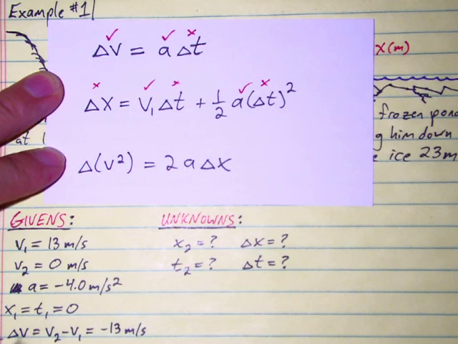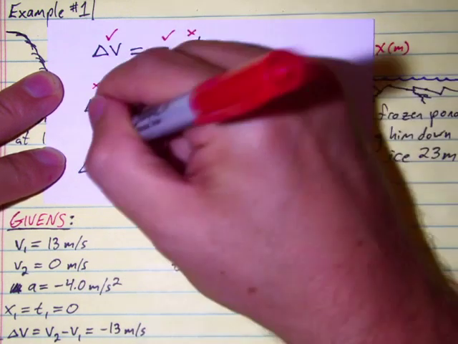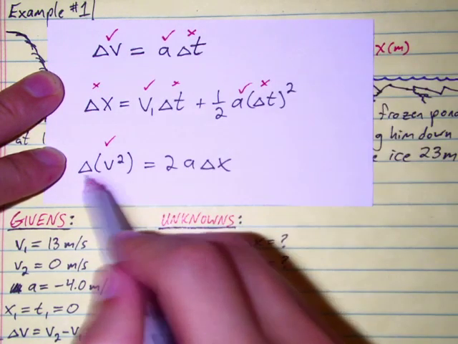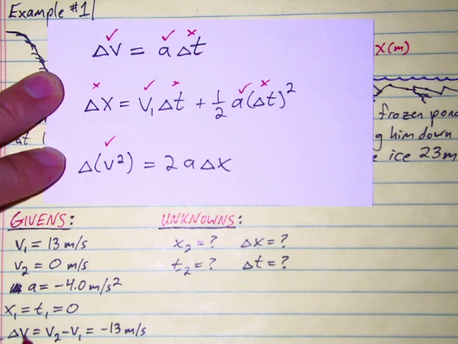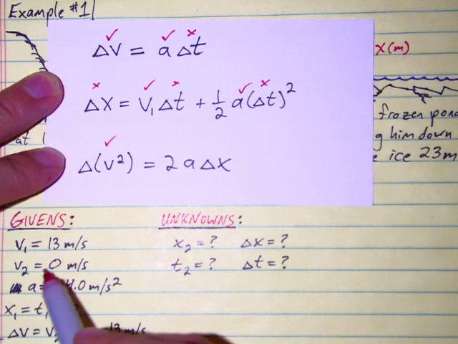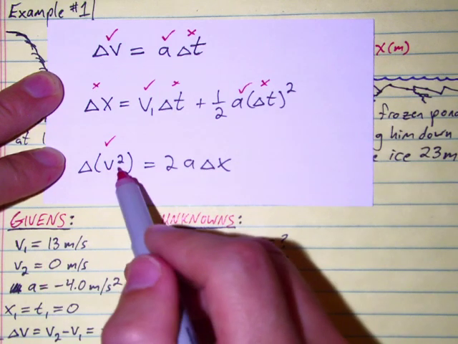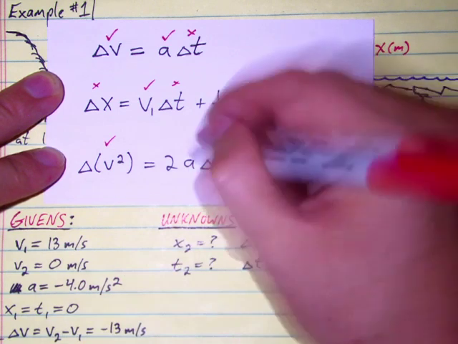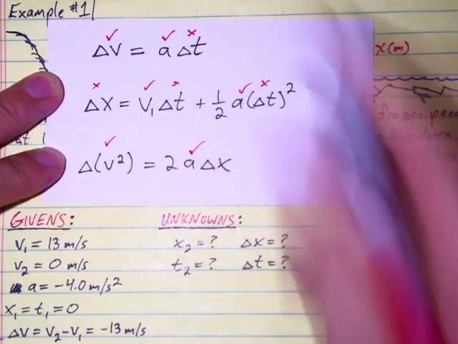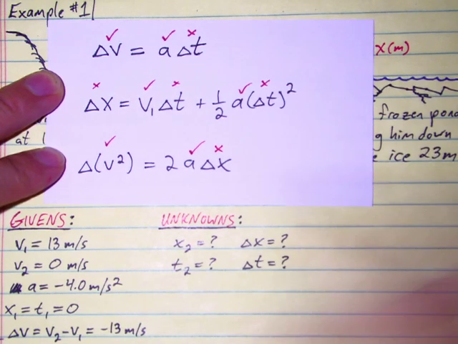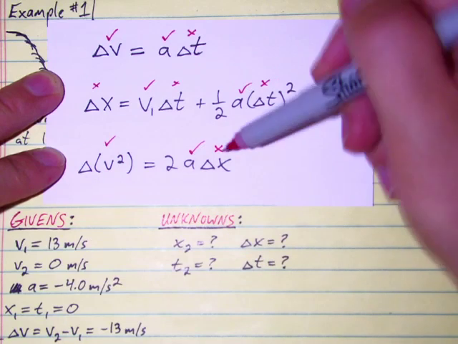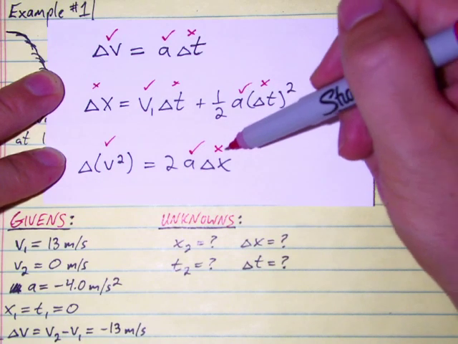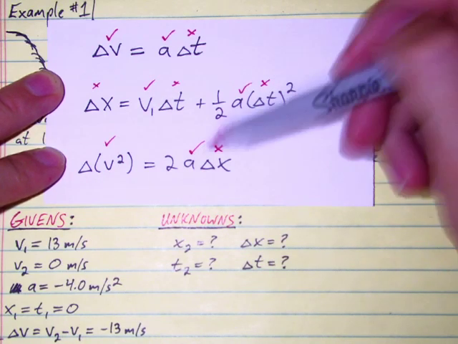Let's look at the next one. Change in the velocity? Yes, I know the change in the velocity. Well, notice this is change in v squared. This is change in v. But if I know both v's, then I know the change in v squared as well. Do I know the acceleration? Yes, I do. Do I know delta x? No, I don't. Aha, but this equation now has one unknown, so I can solve it also. I could solve this one, or I could solve this one.